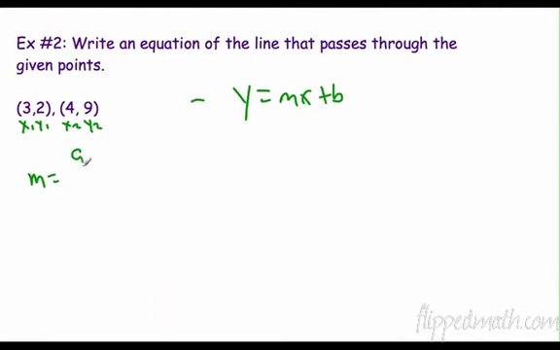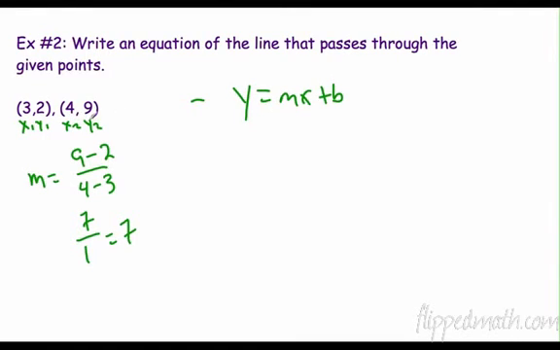y2, 9, minus y1, 2, over x2, 4, minus x1, 3. So 9 minus 2 is 7. 4 minus 3 is 1, so our slope is 7. Now I can plug it back in. Does it matter which y I use? It does not. You can use either y you want.